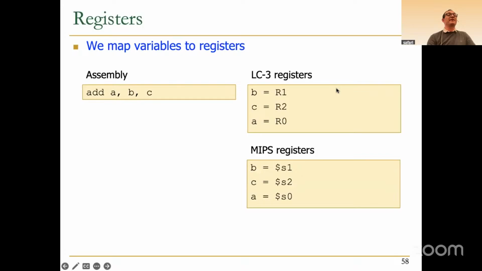Now you need to map the variables to registers. So this is the assembly. In LC3, somebody needs to do that register allocation. A human can do it, a compiler can do it. Let's do it as humans. And as a human, I decide B should be register 1, C should be register 2, A should be register 0. MIPS has a different way of specifying registers, but it's essentially the same. S1, S2, S0. Okay?